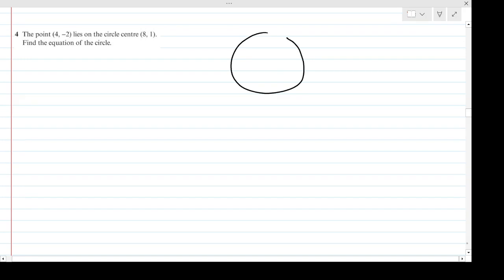I guess you can draw a diagram if you want. The point is (8, 1), and the point is (4, -2) there, right? Technically it'd be there, but I'm not really fussed about plotting the point exactly. Okay, that's the situation we've got. If we draw the situation, from this we need to deduce the equation of the circle.